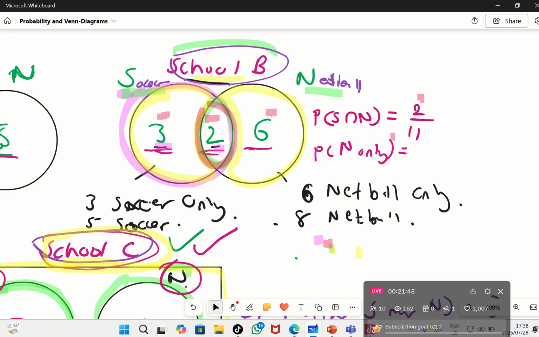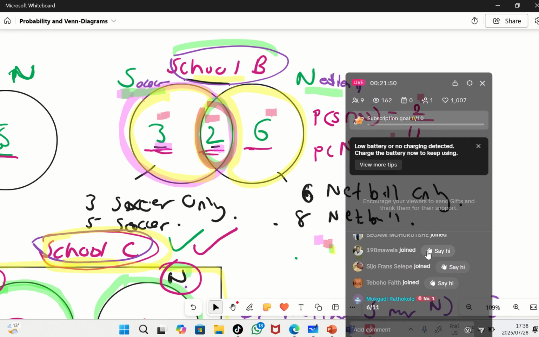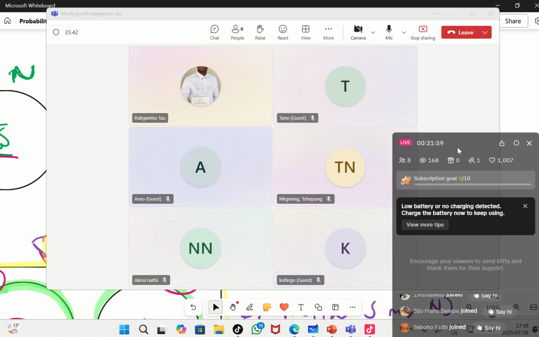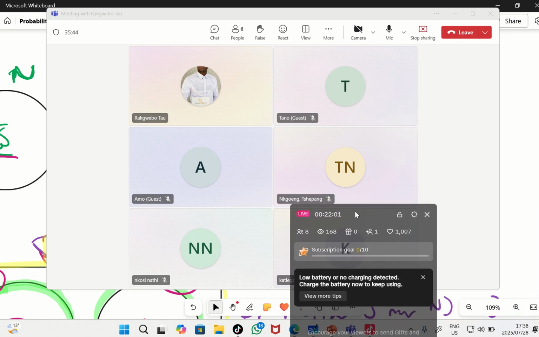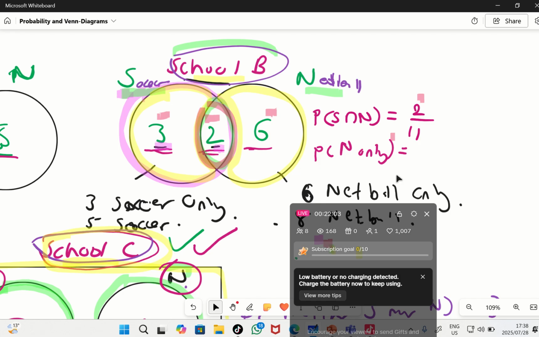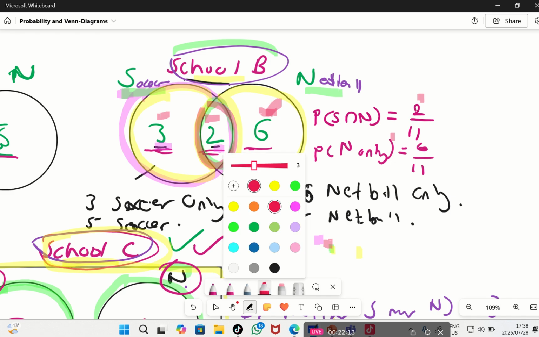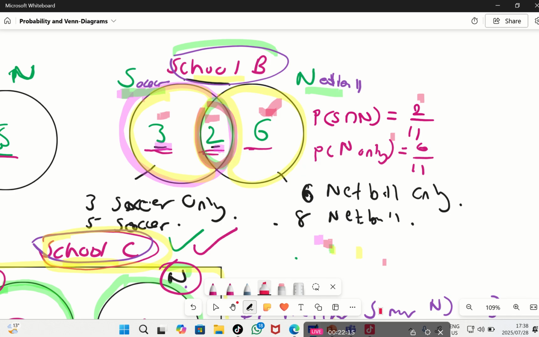Let's talk. Type if you like. Yeah, it says 6. Mahadi says as well, 6 over 11. Who else has said 6 over 11? Who said that? Is it Tapang, Huing, Tano, or Amo? Okay, it's fine. 6 over 11, yeah? That's the correct answer. 6 over 11. Proper stuff. Why? Because we know that there's only 6 learners who play netball only. So we're going to put 6 over the total number of learners, which is 11.